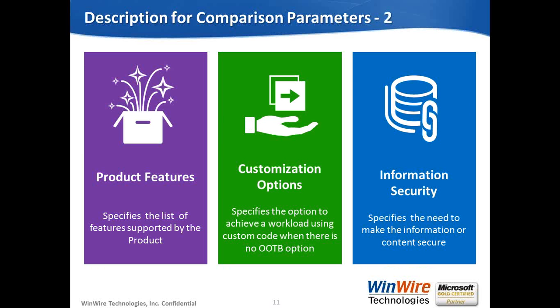Moving on to the next slide for comparison parameters, you look at the product features. You would look for features that are needed to meet your requirements. These features could range from SharePoint standard features to enterprise level features. Then you have the customization options parameter, wherein when a requirement is not met using the out-of-the-box features, you might want to build custom solutions. So you might want to look at a server-side component, a client-side component, or an app model.